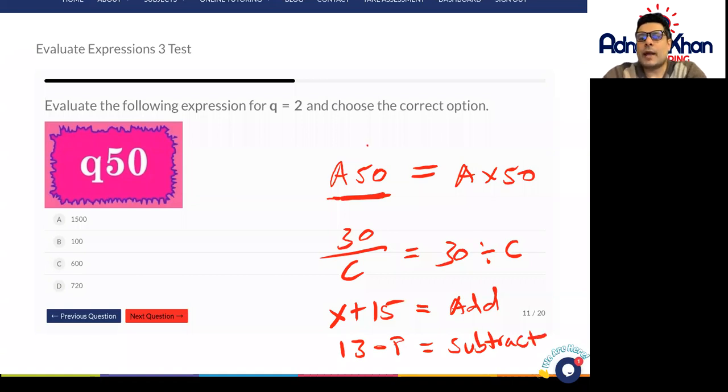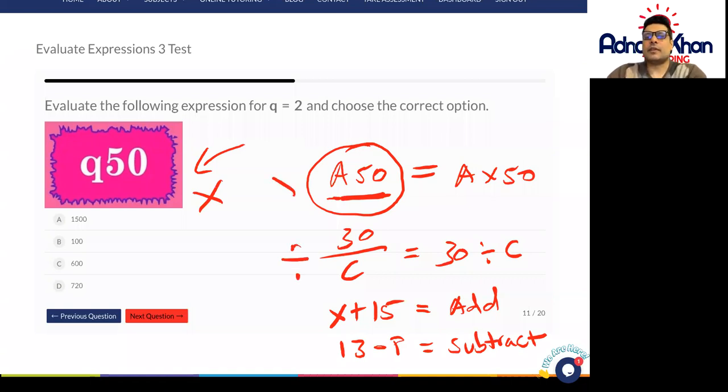So when you have no gaps between the letters and the numbers, such as this question here, you know that you have to multiply. And here we've got the division sign as well, if the numbers are on top of each other.